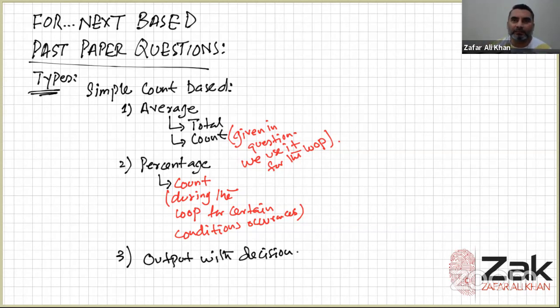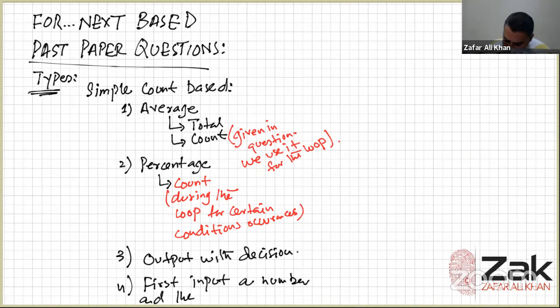Sir Shahzada? So these three types of questions will be asked in simple count-based loop, and rarely a question occurs that says first input a number and then loop as many times. Sir Sajada, you're listening? Yes, sir, I'm here.